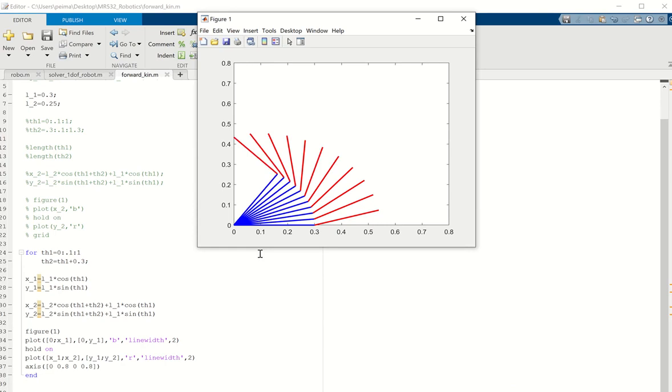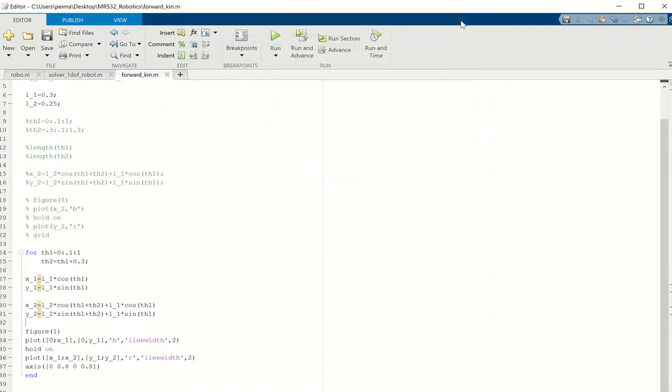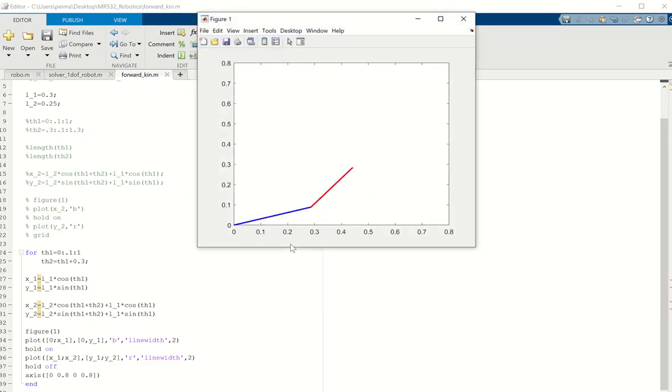Now you see that the two-link robot is moving. But the problem is that this is called the stick diagram or the time lapse, right? So we don't want to have it. Why does that happen? Because of this hold on command. After the final command of this, you have to say hold off. If you say that, you're going to have this. See? Now the robot is moving. Understand?